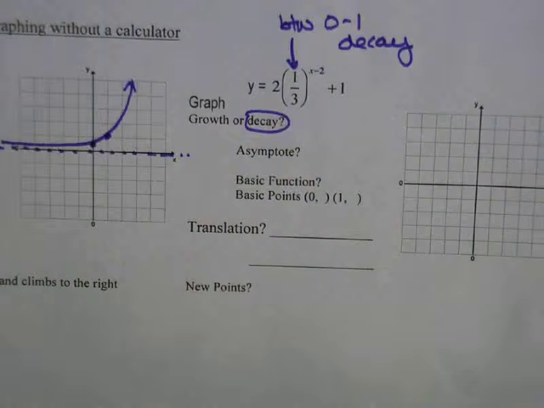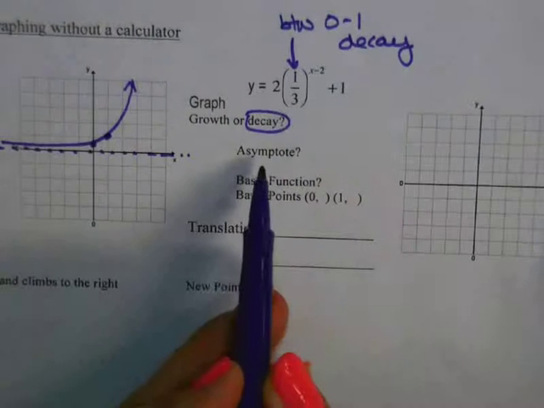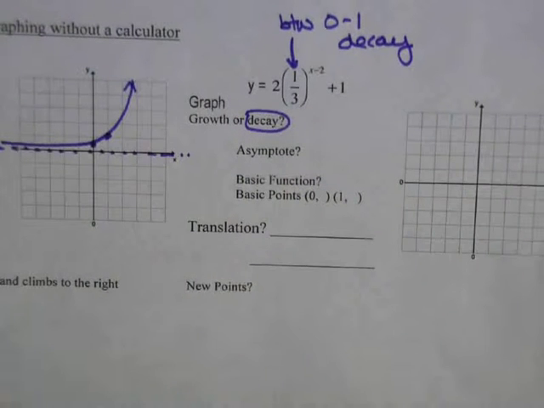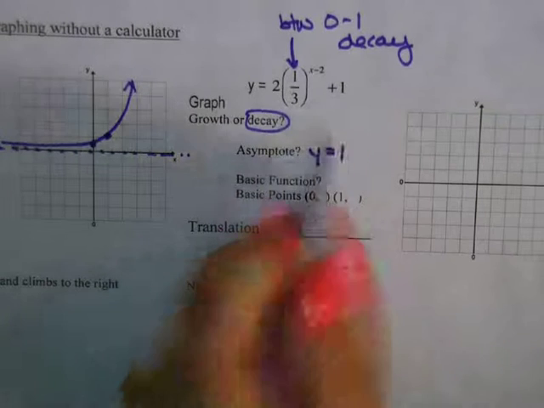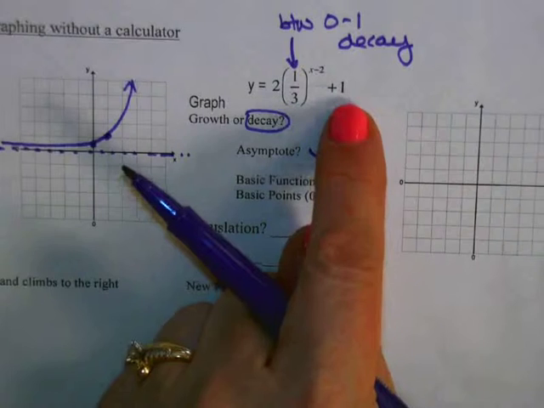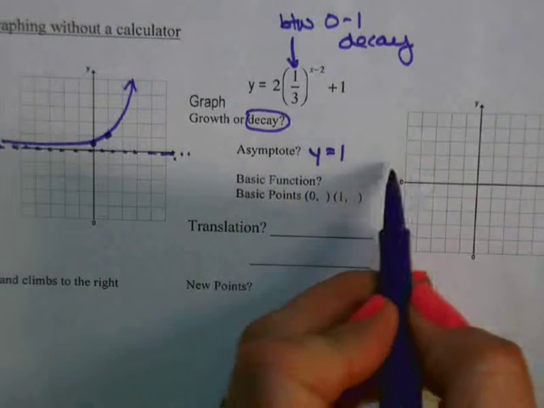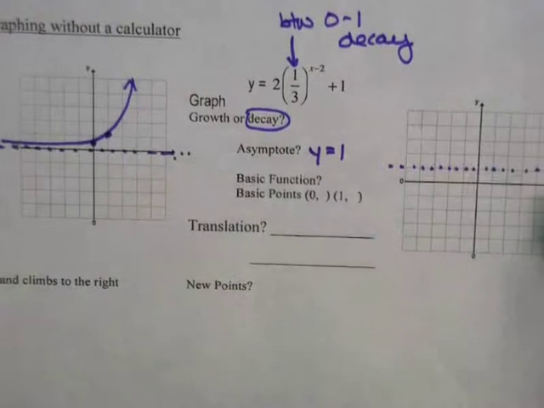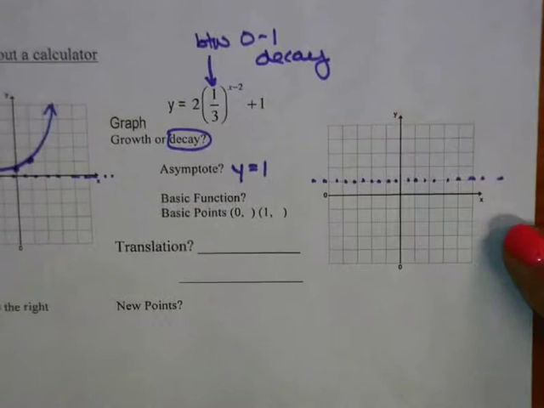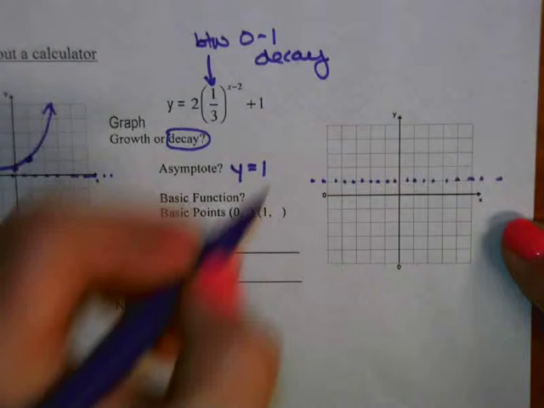All right. So it's decay, so that tells you it's going to do what? It's going to go down. So what's the asymptote? Y equals 1. It's based on your k. Okay, so let's sketch that. That's your asymptote. It's based on your k.